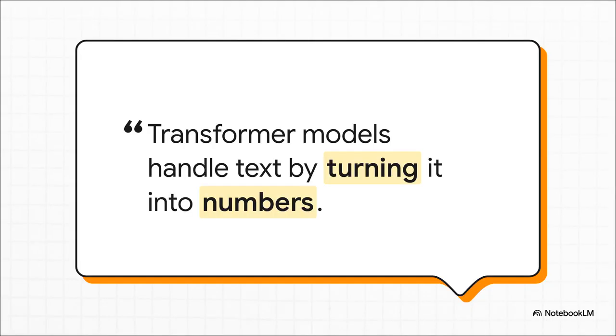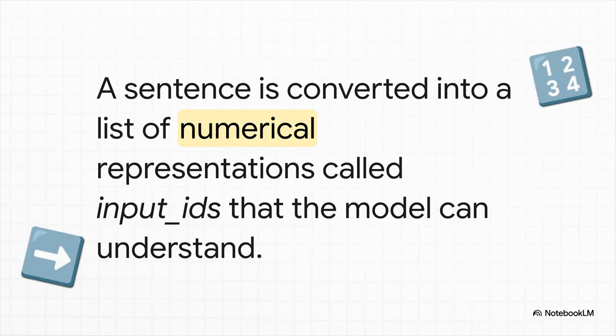We have to perform a kind of translation. We have to convert our human language into the model's native language, which is numbers. And this magic trick, this conversion process, has a name. It's called tokenization. It's the absolute key to everything. I mean, just look at the before and after here. Our nice simple sentence goes in, and out comes a list of numbers.